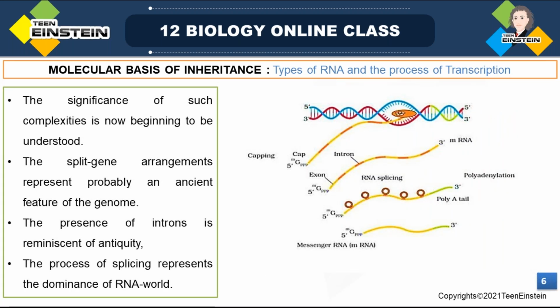Then, nowadays the studies at molecular level are in a well advanced form. So it is very easy to understand the significance of this kind of complex matters. We can understand very easily the significance of all these steps. So the split gene arrangement is the ancient feature of the genome. What is that split gene arrangement? Here you can see exons and introns in between all this. So that is the ancient feature of the genome.